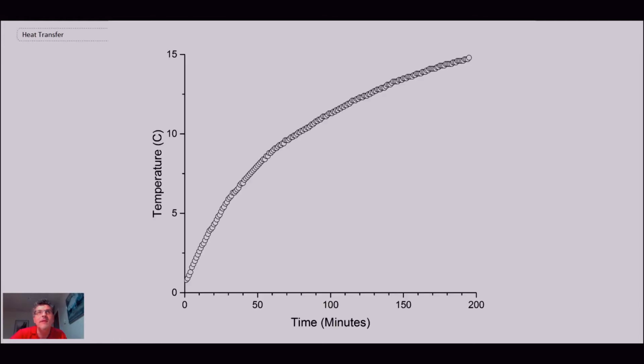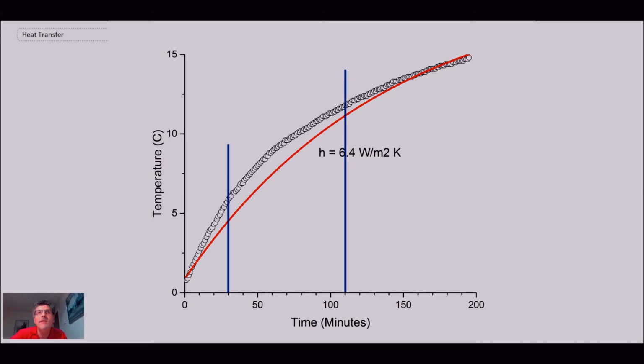With that, the next thing we're going to do is take a look at the data that we collected. This is the raw data from the thermocouple, and superimposed on that is a lumped capacitance model with a convective heat transfer coefficient of 6.4. There you can see two lines indicating where that temperature wave started to come across the pop can. It began at approximately 30 minutes, and it went all the way up to 110 minutes.